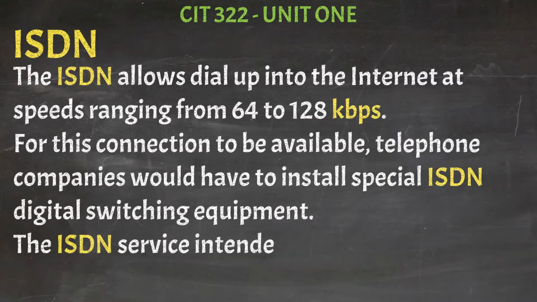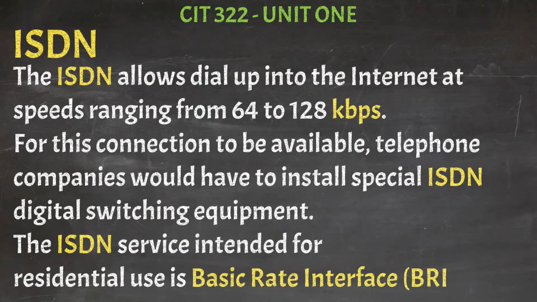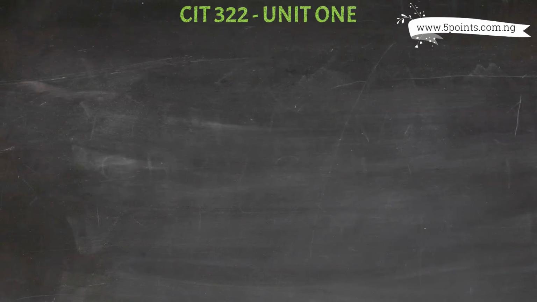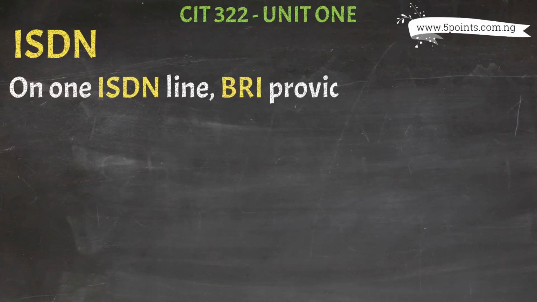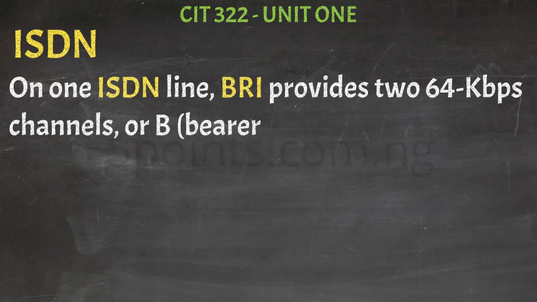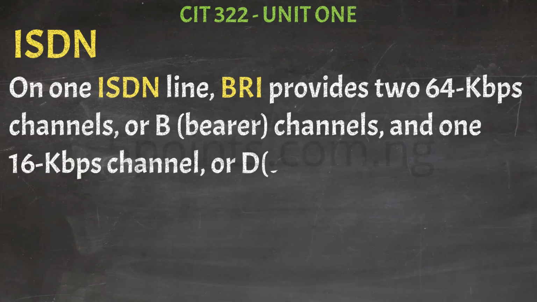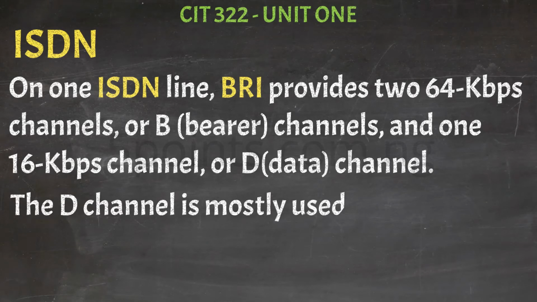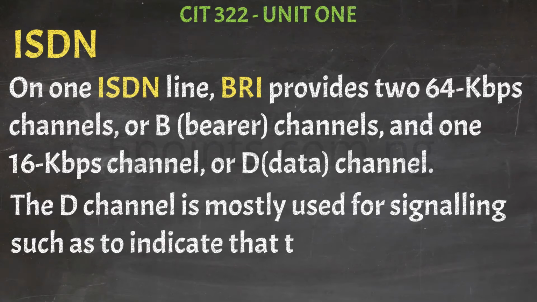The ISDN service intended for residential use is Basic Rate Interface, BRI. On one ISDN line, BRI provides two 64 kilobits per second channels, or B, bearer, channels, and one 16 kilobits per second channel, or D, data, channel. The D channel is mostly used for signaling such as to indicate that the line is busy.